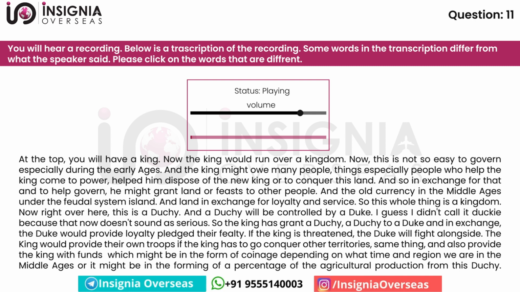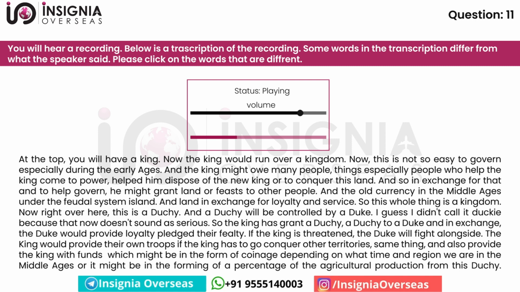At the top, you would have a king. Now the king would rule over a kingdom. Now, this is not so easy to govern, especially during the Middle Ages. And the king might owe many people things, especially people who helped the king come to power, helped him dispose of the previous king or to conquer this land. And so in exchange for that and to help govern, he might grant land or feasts to other people.